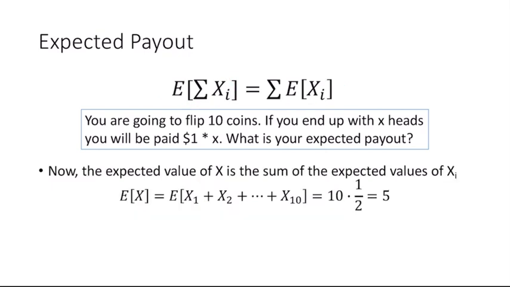So, all I have to do now is sum up each of those coin flips, each paying out an expected value of 50 cents, and I'm going to do that 10 times. So my expected payout to you is going to be $5 if we flip a fair coin 10 times.